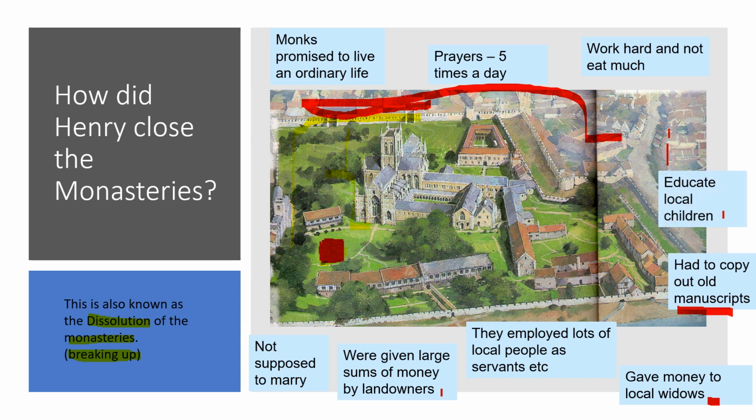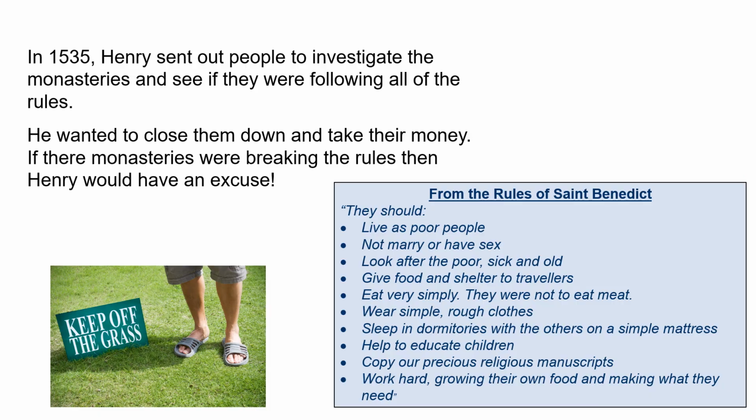They also educated local children, because obviously they could read and write. They were there to help educate the local children, and they also had a really big role in feeding the poor. So the monasteries are really quite important. When Henry dissolved them, when he broke them up, it had quite a big impact. And in 1535, Henry sent people to investigate the monasteries and see if they were following all the rules, because he didn't want to just close them. He wanted to have a reason for closing them.